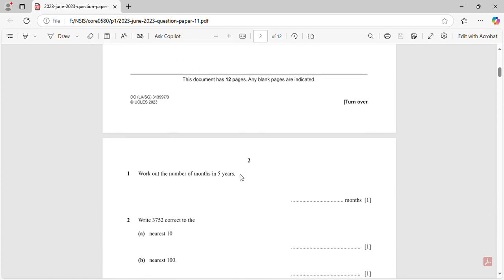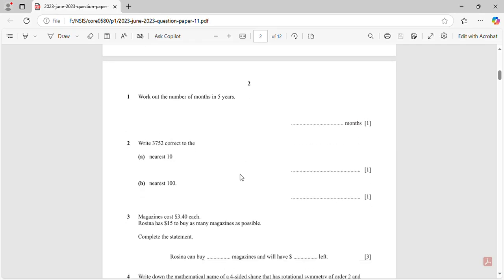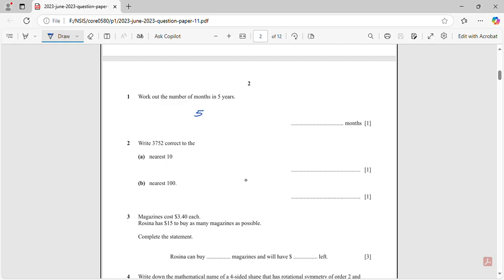The first question asks you to work out the number of months in 5 years. How many months in a year? It will be 12, right? So it will be 5 times 12, which equals 60. Okay?